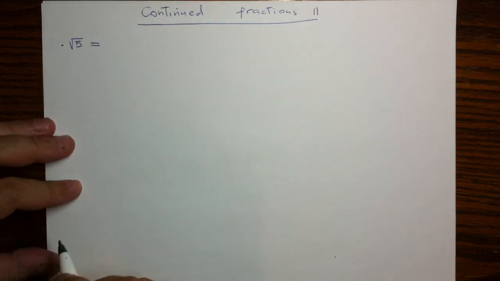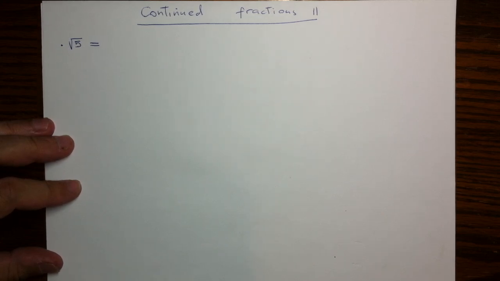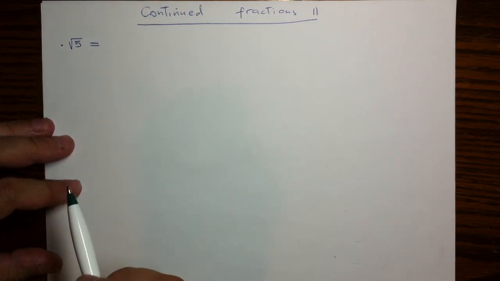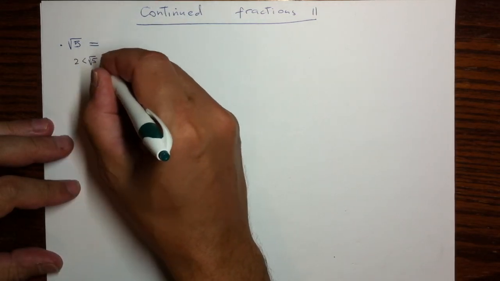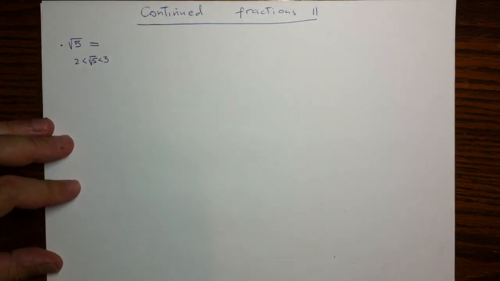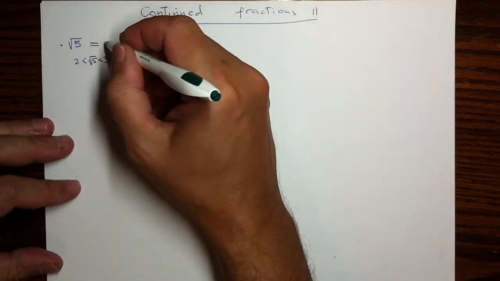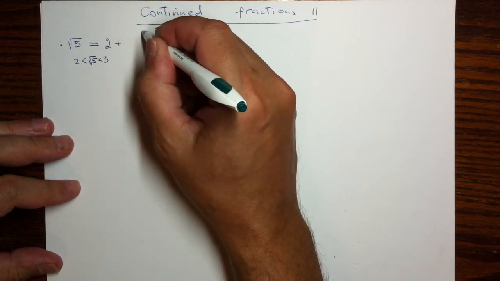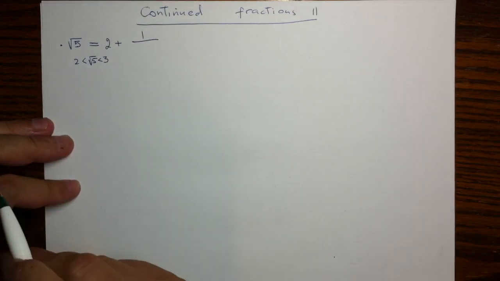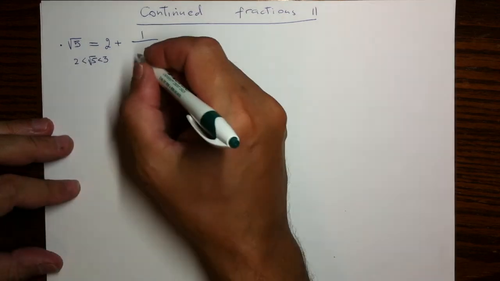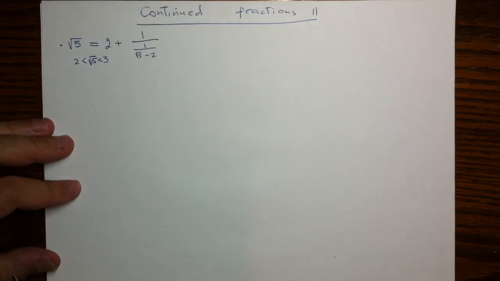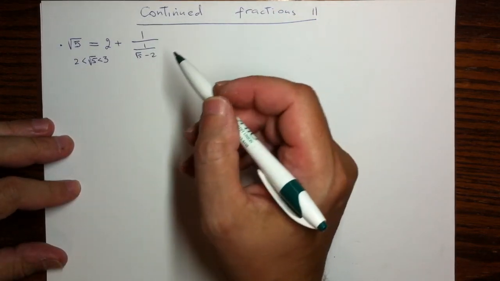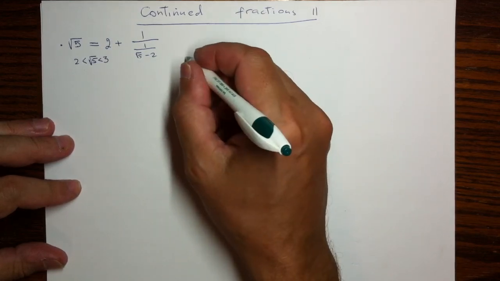The building of the continued fraction is iterating the same procedure. First extracting the integer part, and the integer part of the square root of 5 is 2, because the square root of 5 is in between 2 and 3. And then writing the fractional part as 1 over something. So the fractional part is square root of 5 minus 2, and then we have to flip it to put it under 1. And now this is a number which is larger than 1, and we continue.